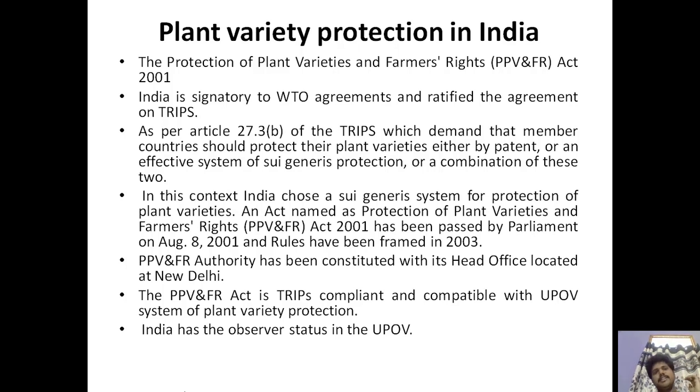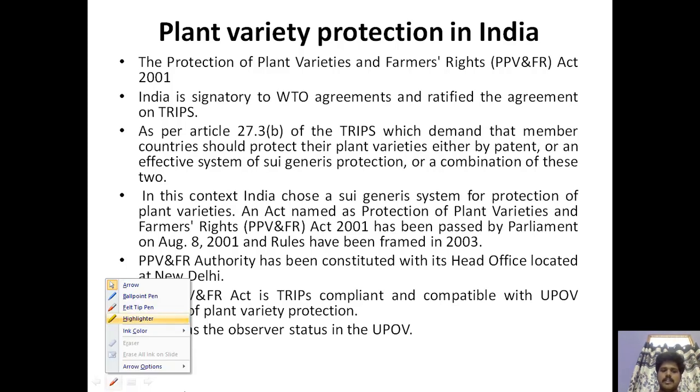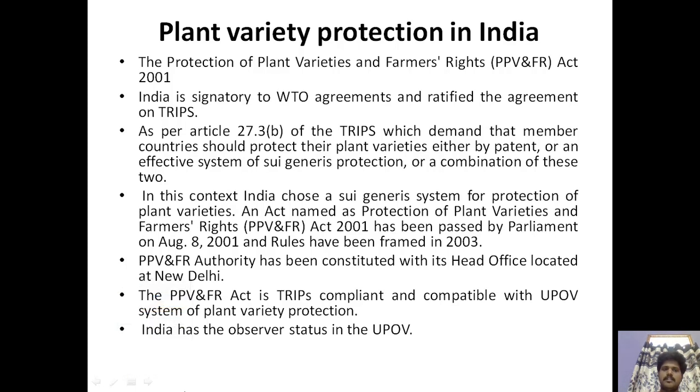Then coming to plant varietal protection in India. As stated previously, the Protection of Plant Varieties and Farmers' Rights Act 2001 was developed as a part of the sui generis system evolved as per the TRIPS agreement. India is a signatory to the World Trade Organization agreements and ratified the agreement on TRIPS.